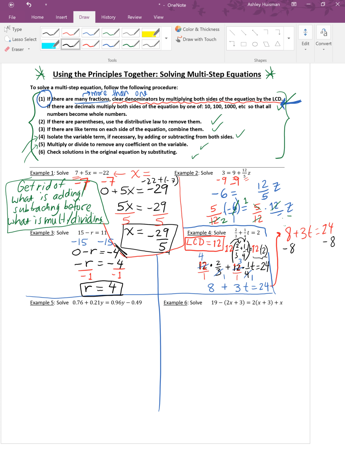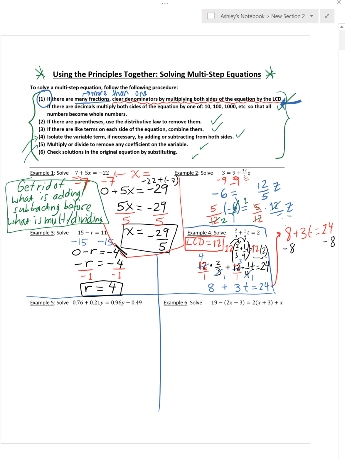And now, okay, you're trying to solve for t, so I'd move the thing that's being added or subtracted first. Since it's a positive adding, I'm going to subtract it to get rid of it. And at that point, if you want to just say, all right, 8 and negative 8 cancel, I'm not going to write that 0. That's ridiculous. That's fine. Just write what's left, the 3t.